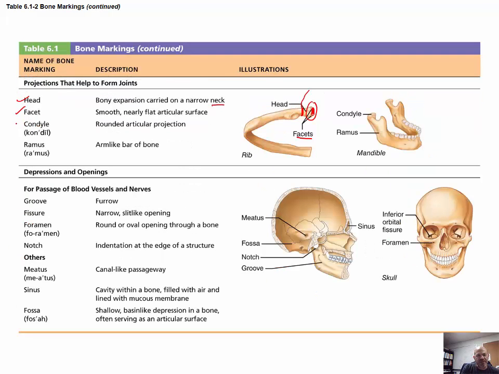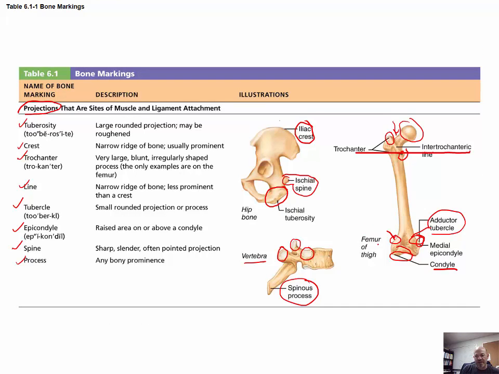And then we have condyles. I mentioned that one earlier. Those are going to be rounded articular projections. There's a condyle right there. That's called the condylar process on the mandible. And then we saw one on the previous slide. There's a condyle right there on the distal end of the femur.